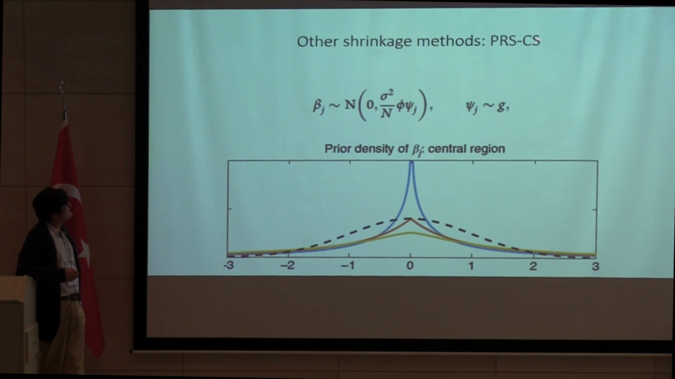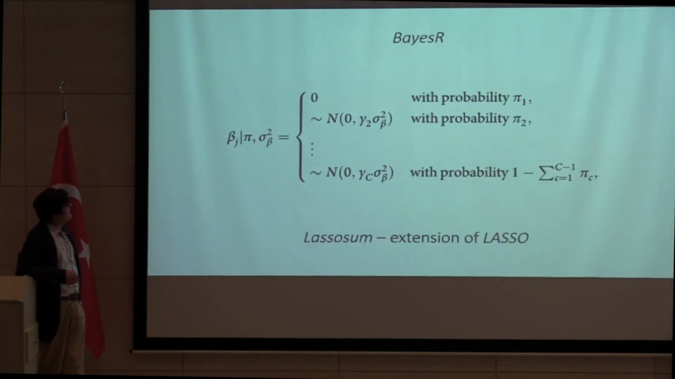So PRS-CS is a method working quite well in our hands, and this is a Bayesian method, but with a very flexible prior, so it allows you a lot of different shapes, not only spike and slab, and that works quite well. There's BayesR, where you have multiple variance scales, and you can now suddenly use functional information about SNPs and use them in your mapping, so again it's a Bayesian method.